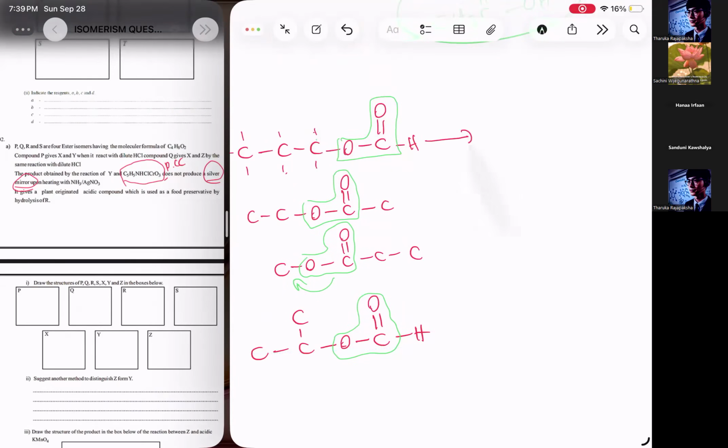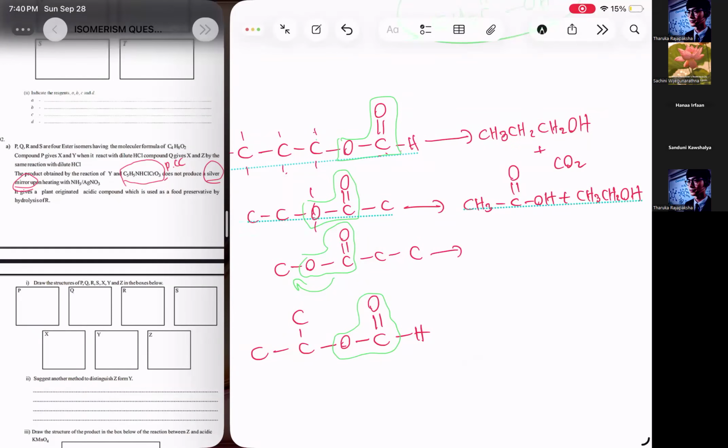When you hydrolyze this one, you're going to get CH3CH2CH2OH. And this will not give a carboxylic acid, people. Such carboxylic acids do not exist, they are unstable. This will convert to carbon dioxide, CO2. This one will give acetic acid plus CH3CH2OH, because it will hydrolyze from this place.